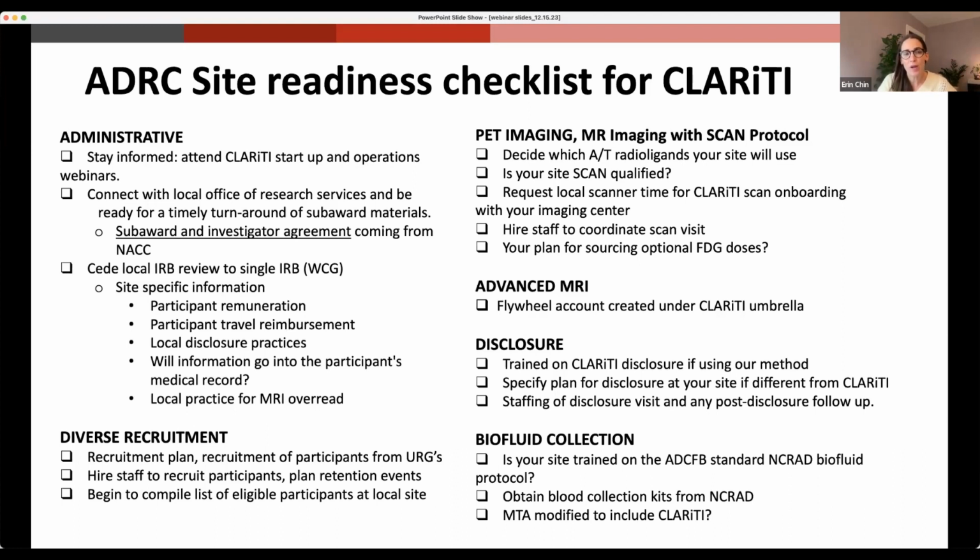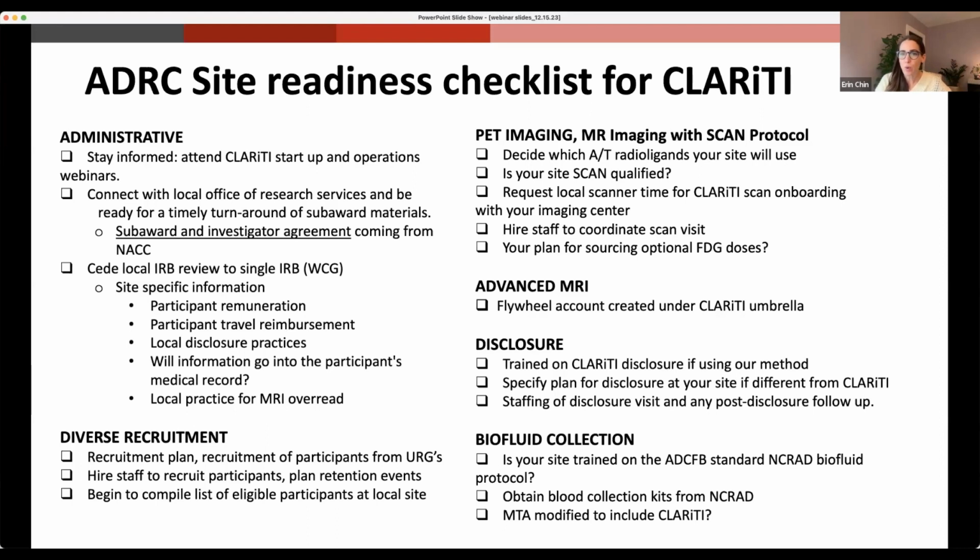And then if your site requires it, just make sure that you're working on ceding local IRB review to our single IRB, WCG. So as Sterling mentioned earlier, that's currently in review with WCG. Again, in that box folder, there is the most recent version of the protocol and the appropriate consent forms. Start considering any site-specific information that will be included in the consent forms. You can see those listed there.